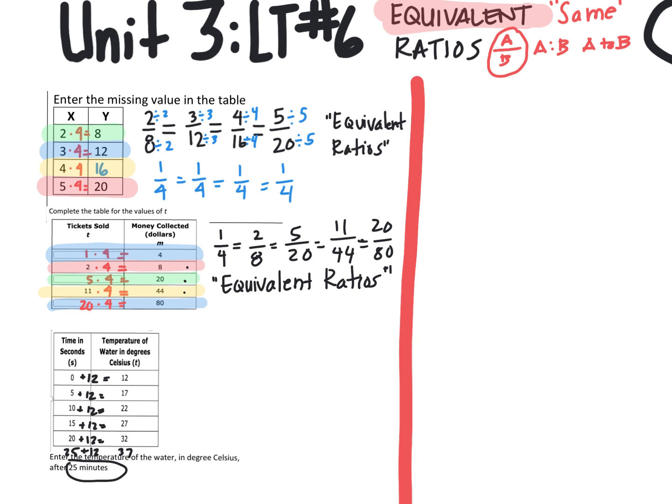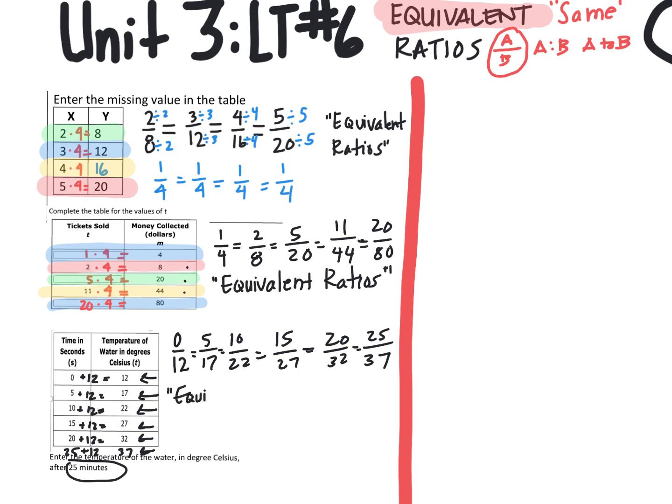So we could easily make some equivalent fractions. We have 0 out of 12. We have 5 out of 17. We have 10 out of 22. And remember, these are all equivalent. We have 15 over 27. We have 20 over 32. And we have 25 over 37. Remember, these are all equivalent expressions. Okay? Or ratios, expressions, same thing.